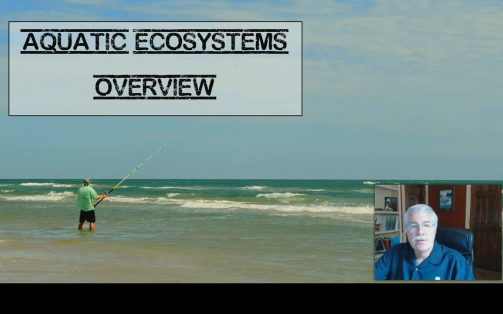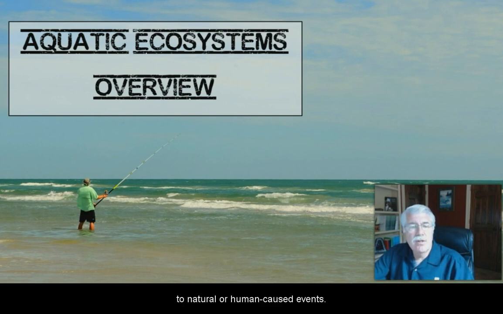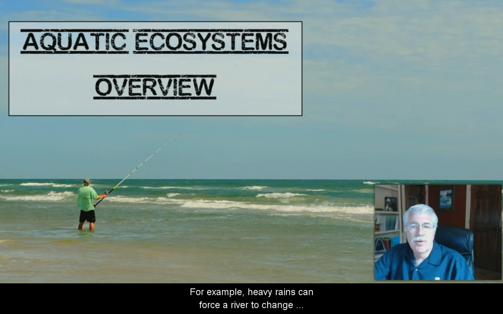Texas's aquatic systems are all connected together. Life in the aquatic ecosystems is constantly progressing toward a state of balance. Balance doesn't mean a lack of change. Ecosystems are always changing. Change comes in response to natural or human-caused events. For example, heavy rains can force a river to change course, leaving the old channel and forming a new one. A human activity such as straightening a stream can speed up erosion and cut out curves in a river that shelter fish and other aquatic life.